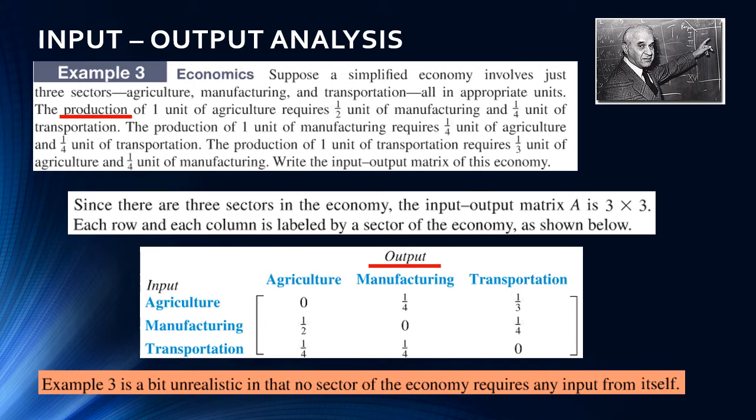Example 3 is really a bit unrealistic, in that no sector of the economy requires any input from itself. As we mentioned, the simplest conceptual way is to think about being a farmer: if you're growing corn, you've got to save some seed. You've got to save some of your output as input for the following cycle of growth. Before we move on, go ahead, hit pause, and create the input-output matrix as matrix A in your calculator. You should already know how to do this from prior sections.